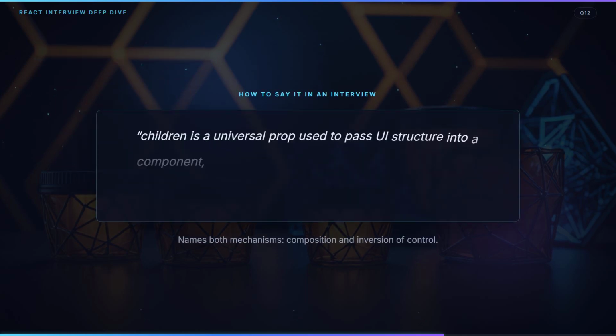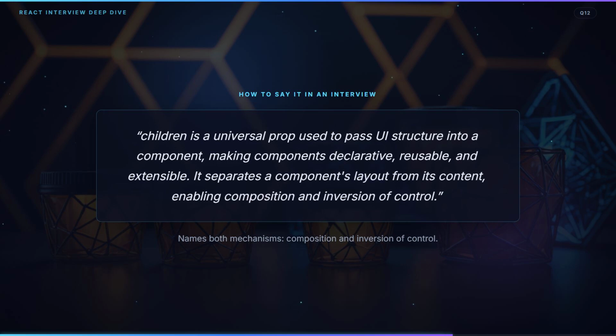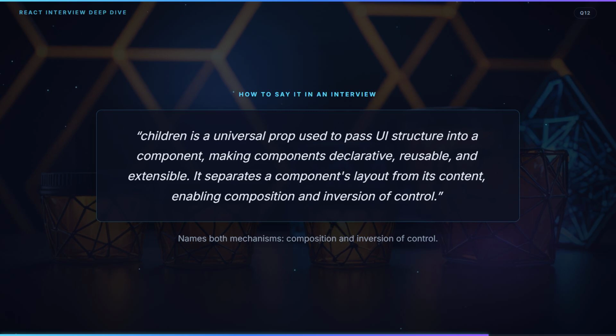Here is the interview-ready answer. Children is a universal prop used to pass UI structure into a component, making components declarative, reusable, and extensible. It separates a component's layout from its content, enabling composition and inversion of control.